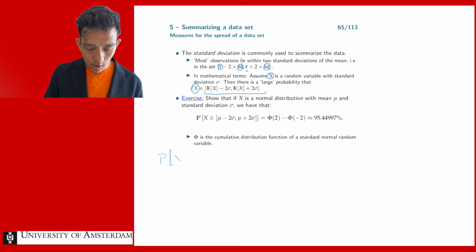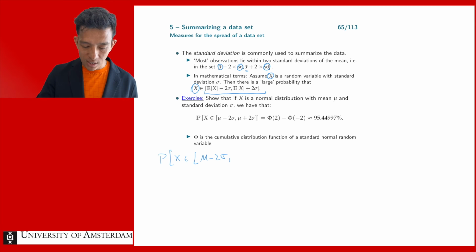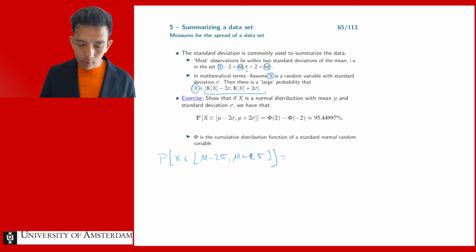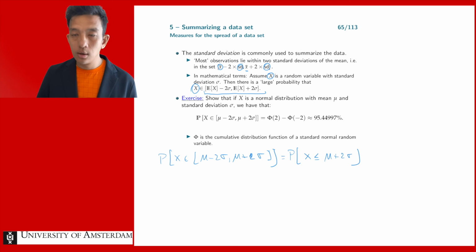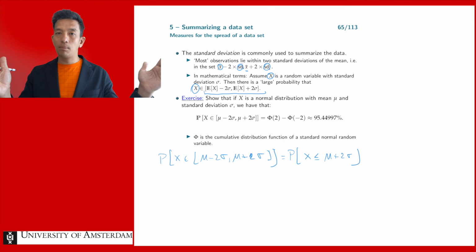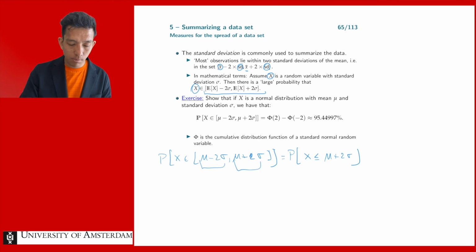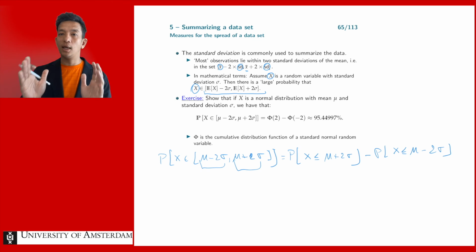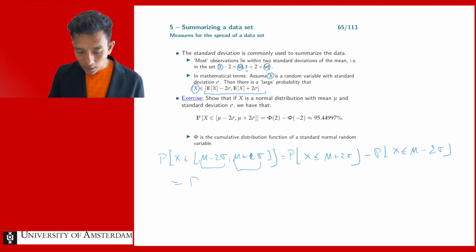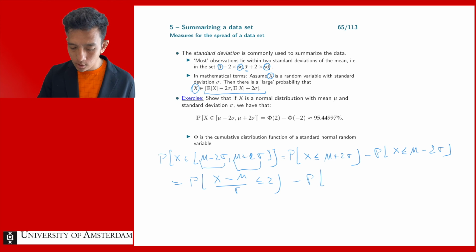So I want to calculate the probability that x is within 2 standard deviations of the mean. So mu is the mean of my normal distribution, sigma is the standard deviation. I'm going to rewrite this probability a bit. I first take the probability that x is smaller than mu plus 2 sigma. I want to be in between this bound and this bound, so I have to subtract the probability that x is smaller than mu minus 2 sigma, because then I have the probability of being in between. Now I can calculate this as the probability that x minus mu divided by sigma is smaller than 2, minus the probability that x minus mu divided by sigma is smaller than minus 2.